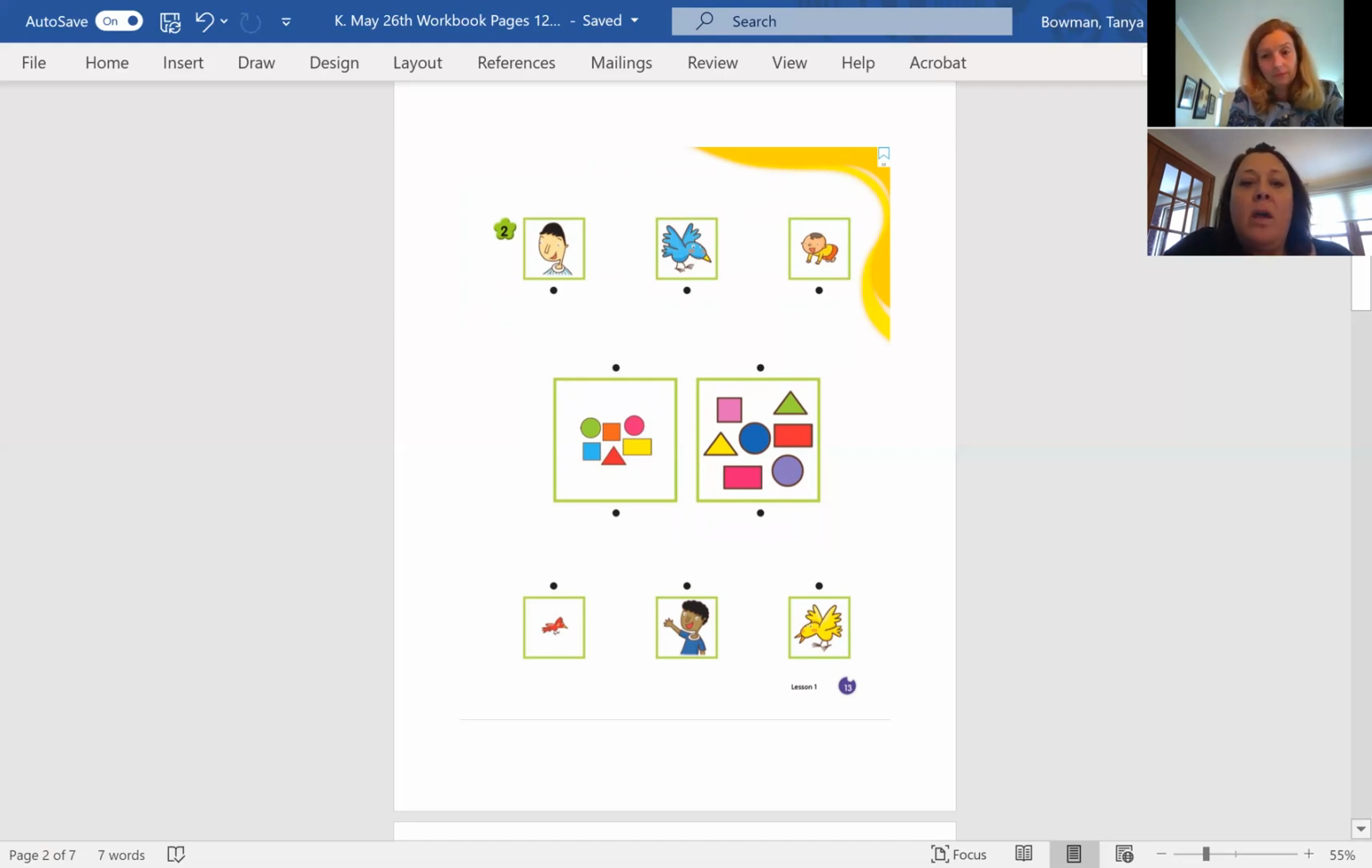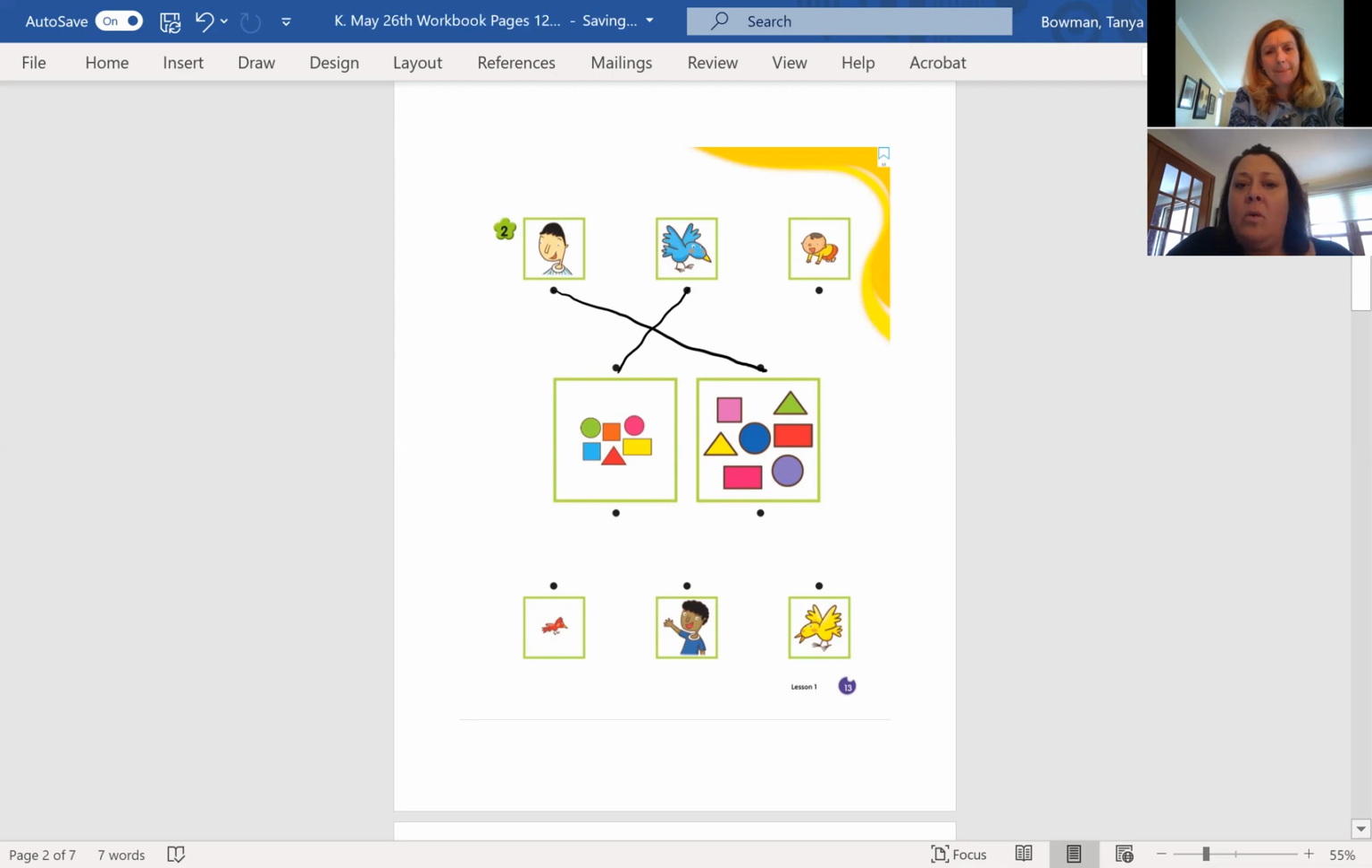Okay, so we have, this looks like a dad. So a dad, would a dad be big or small? We would draw a line over here to the big. Okay, we have a bird. A bird, is this bird big or small? I would say small. I know there's different types of birds, but this bird here is a small bird.